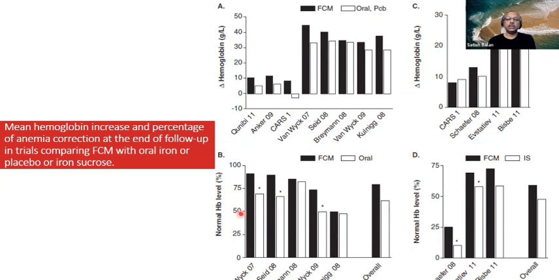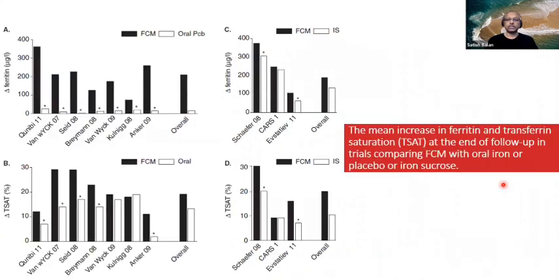And again, this is the normal hemoglobin level which is present in these patients, and whether these people achieved a normal hemoglobin level or not. And that is also much better for FCM, whether you compare with oral therapy or whether it's compared to iron sucrose. So the hemoglobin increase and percentage of anemia correction are all better with FCM compared with either oral iron or iron sucrose preparations. What about ferritin and TSAT?